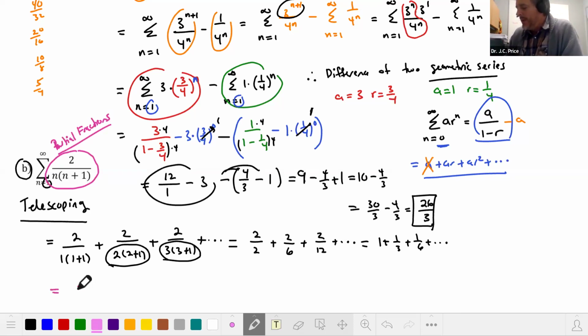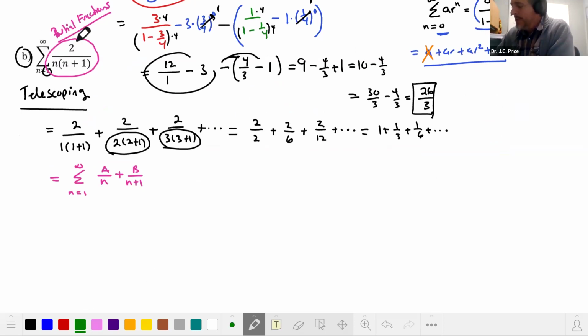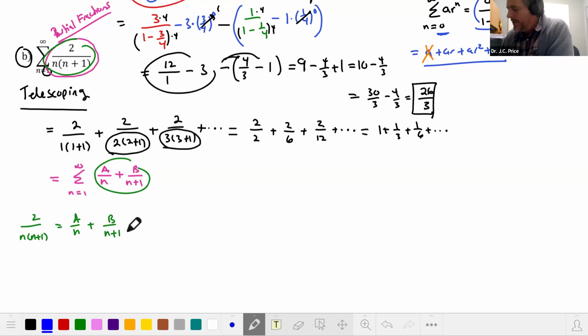So let's be equal to the sum n equals 1 to infinity of A over n, I'm not sure what A is, some constant, plus some other constant B over n plus 1. So there's this partial fraction decomposition. I need to find what A and B are. So remember how that works. These two things are supposed to be equal to each other. So what we can do is set them equal to each other, and that will usually tell us what our A and B are if we clear those denominators. We clear those denominators by multiplying everything by n times n plus 1. So on this side, you just get a 2. On this guy, you get A times n plus 1.